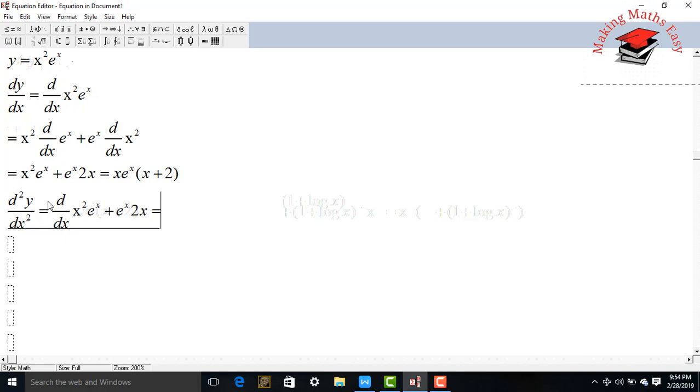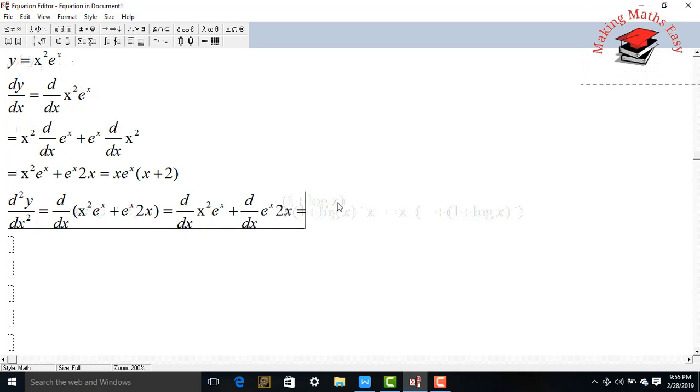So my dy by dx, put a bracket over here so it will be easy. We have to differentiate the first function, and then differentiate the second function in this case. So my dy by dx of x square e raised to x, plus d upon dx of e raised to x into the 2x. So u into the derivative of v, we have to use this derivative two times.